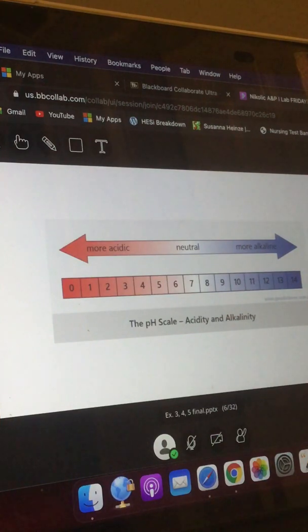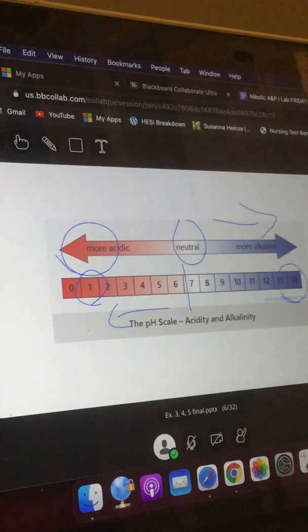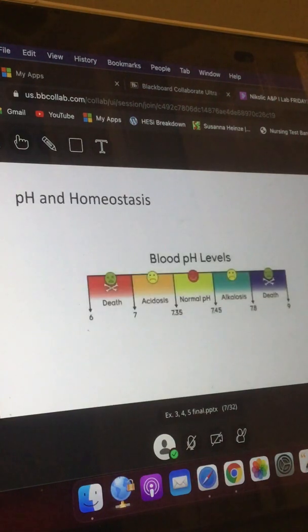And again, here you see a couple of redundant pictures, which have to do with neutral, 7. More acidic going to the left, which is a lower pH, and then more alkaline or basic going to the right. So often I write 14, but sometimes you'll see that this pH scale just kind of peters out at 12, depending on how a particular image is made. So that's what we're looking at here, potential hydrogen.